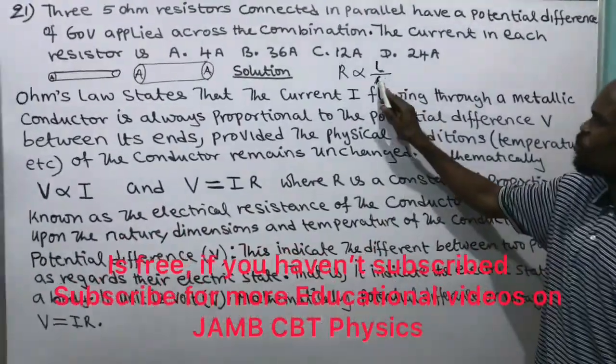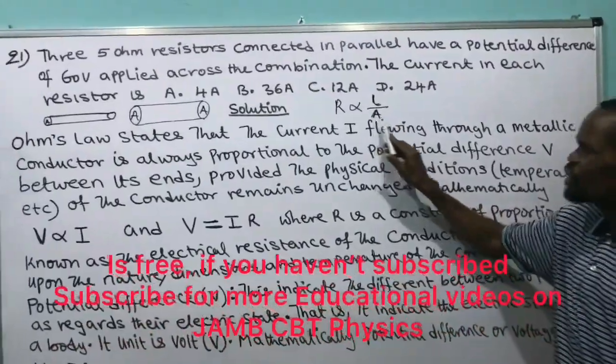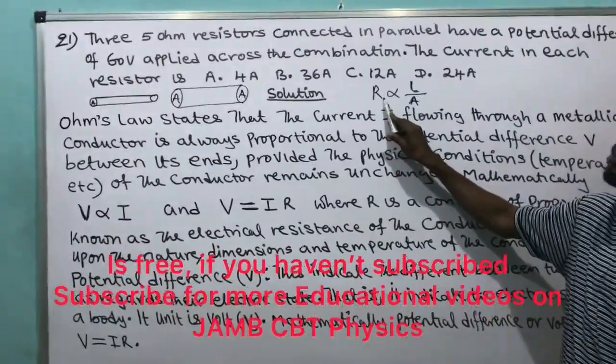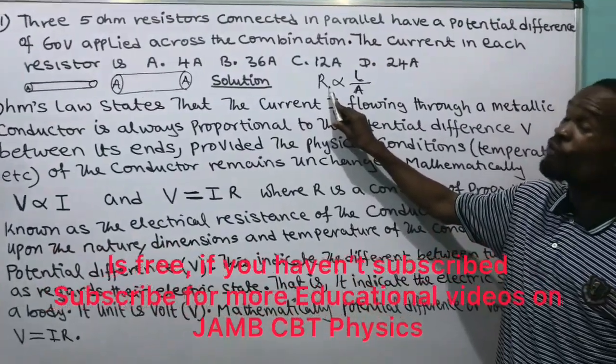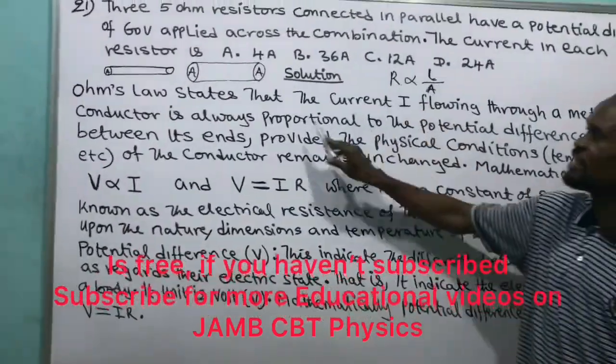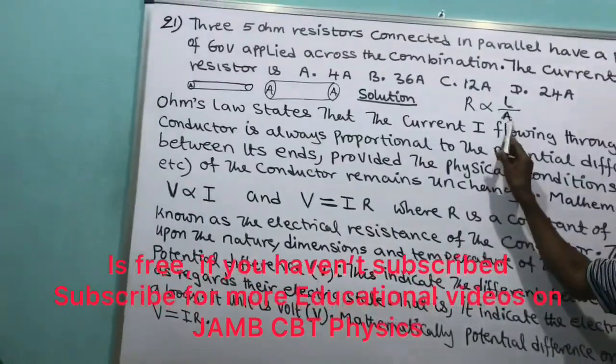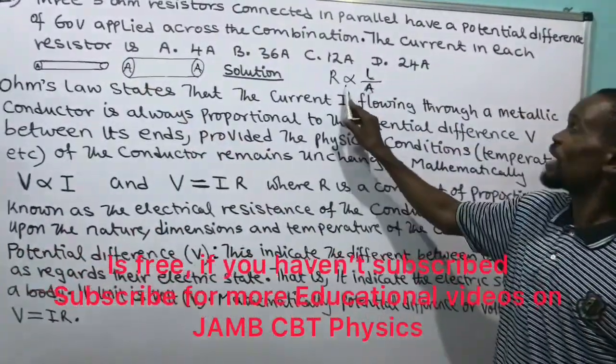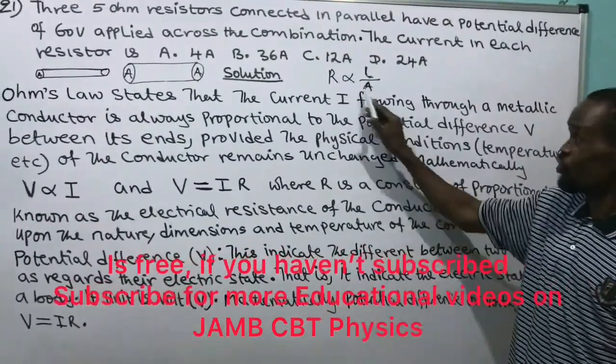You will now see the higher the cross-sectional area, the lesser the resistance which that wire will offer to the flow of current. The lesser the cross-sectional area, the higher the resistance which the wire will offer to the flow of current. Do you understand it from here?